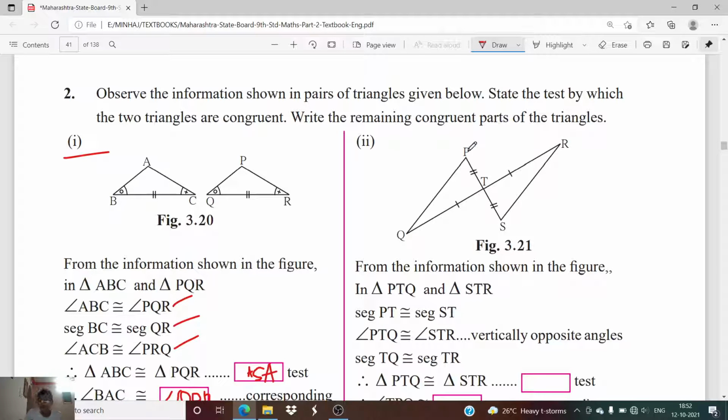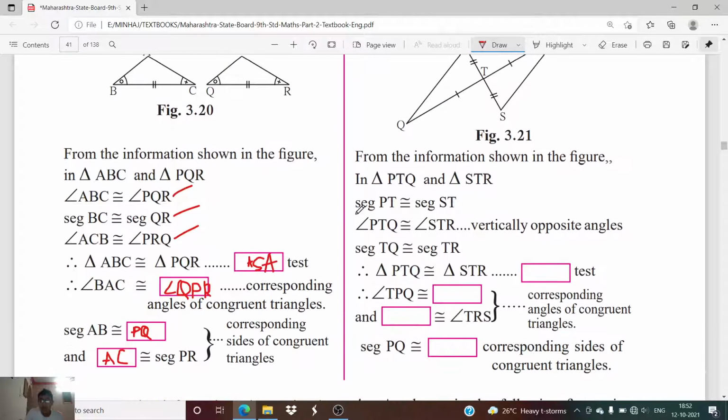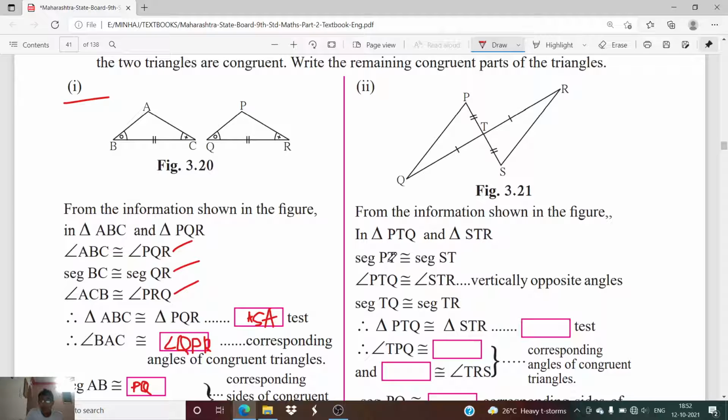So here you will see triangle PQT and triangle TRS. Both the triangles are congruent to each other. Now we can see that segment PT is congruent to segment ST. Sorry, segment PT is congruent to segment ST. Both the segments are congruent, and this is the given data in the figure. Then angle PTQ and angle RTS, or STR.